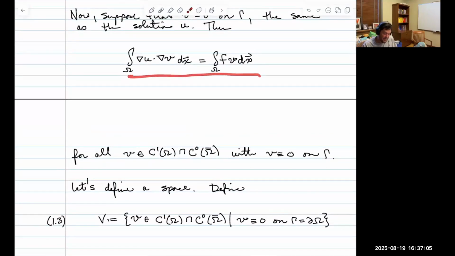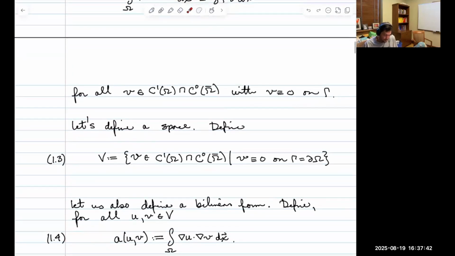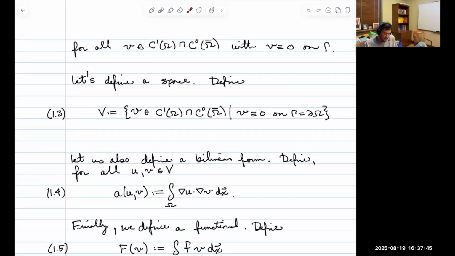But what we know is that this equation is now an equation of numbers. It's just a real number equals a real number, right? This very simple equation of real numbers has to hold for all v in this set, C1 omega intersects C0 omega bar. But it has to have something additional, right? And the addition is we want v to be equal to 0 on the boundary. So let's take that and define a space. Let's define a space. And then I'll try to explain what's going on.